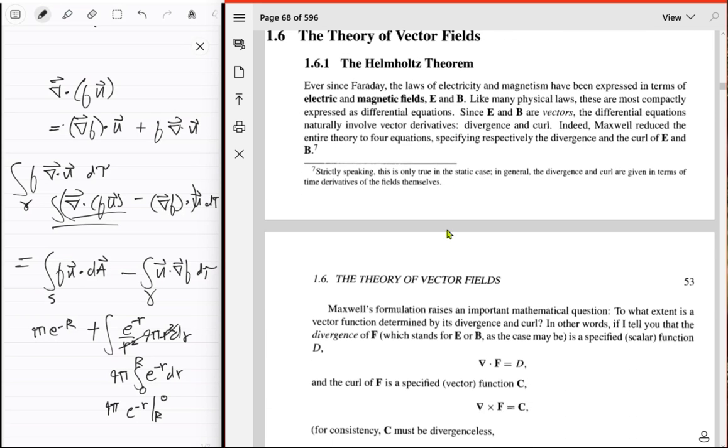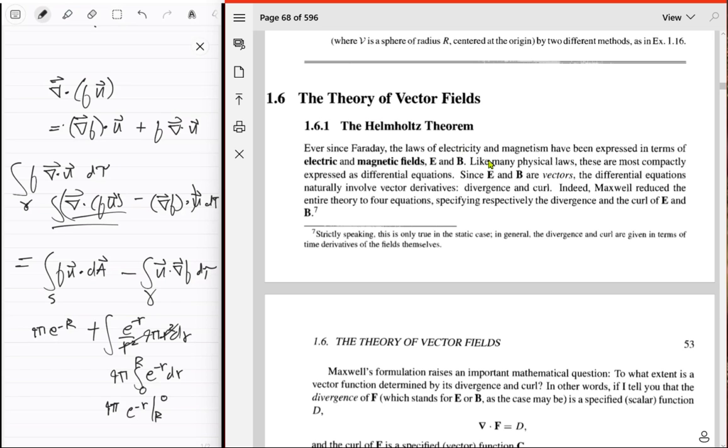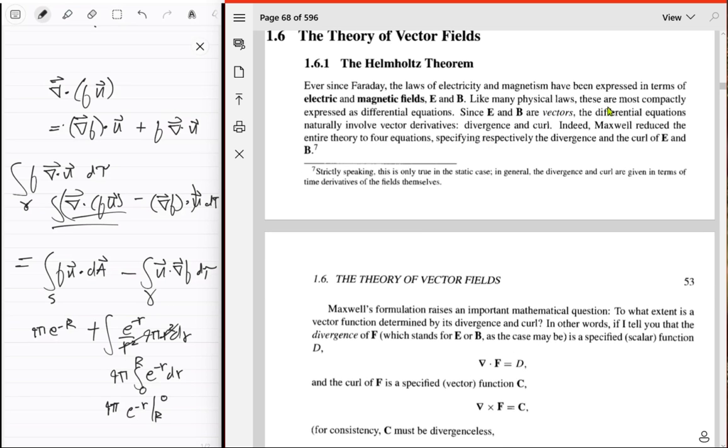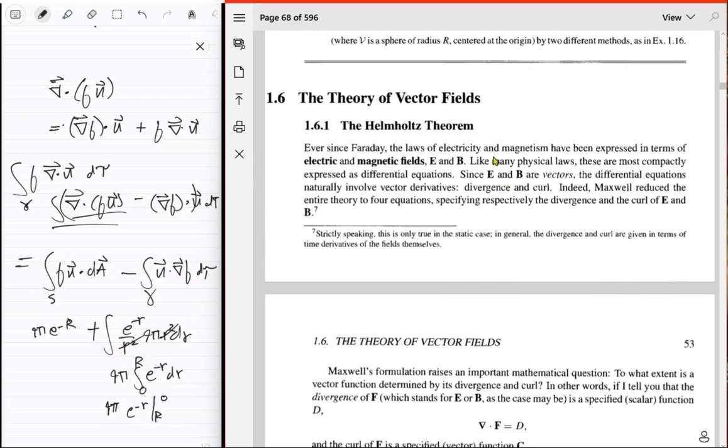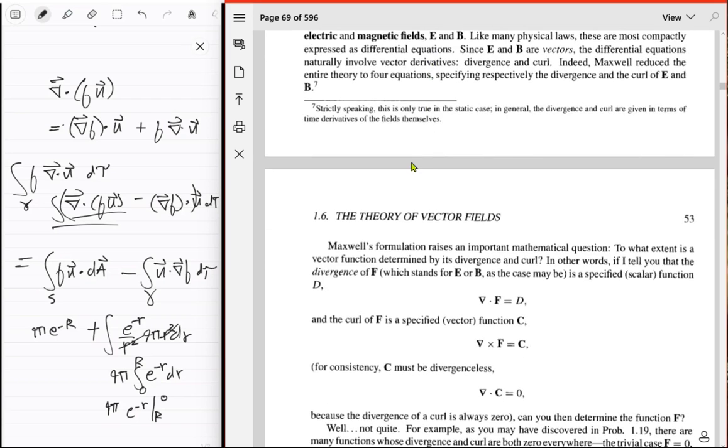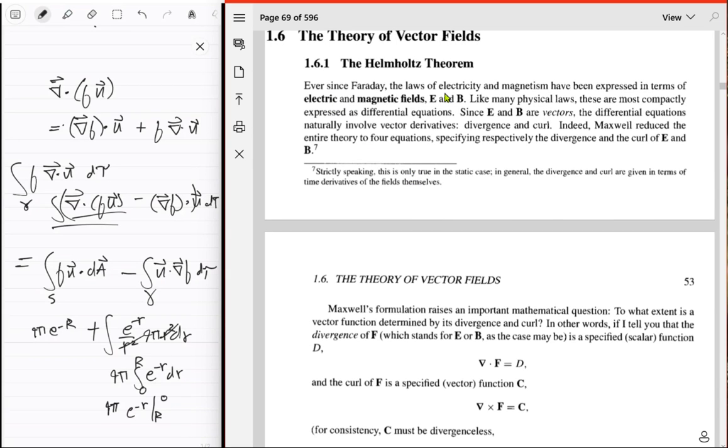Anyway, let's move on. So 1.6, the theory of vector fields. The Helmholtz theorem. Ever since Faraday, the laws of electricity and magnetism have been expressed in terms of electric and magnetic fields, E and B. Like many physical laws, these are most commonly expressed as differential equations. Oh, fine. We're getting to the real thing, right? Maxwell's equations. Since E and B are vectors, the differential equations naturally involve vector derivatives, divergence and curl. Indeed, Maxwell reduced the entire theory to 4 equations, specifying the divergence and curl of E and B.